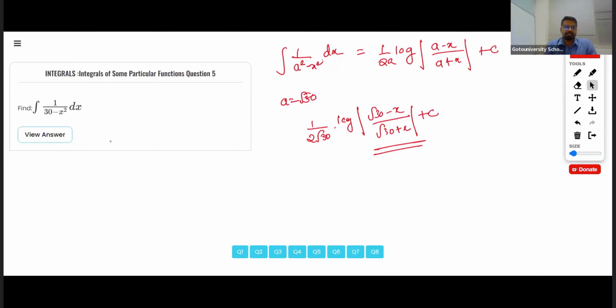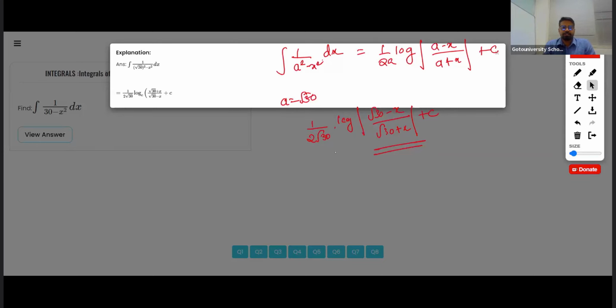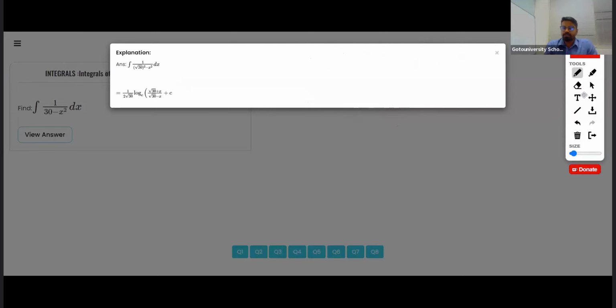Is it right? Let's check. Yes. See, 1 by root 30. In this case, it is plus x, and this is minus x. That's a correction. So, yes, this is the formula, and we are getting the answer similar to that. Right? Yes. Let's go for the next question.